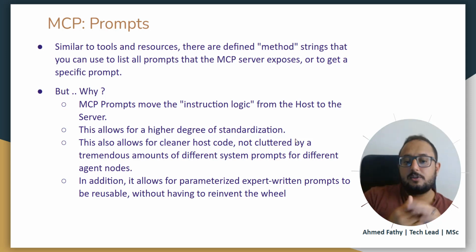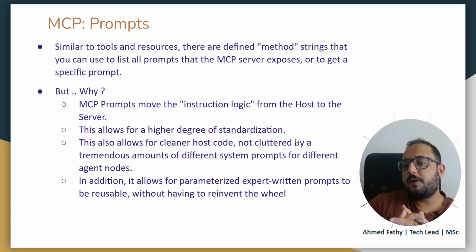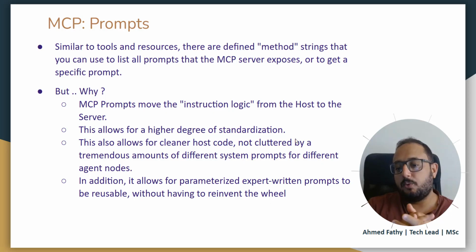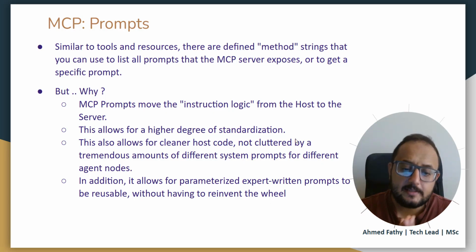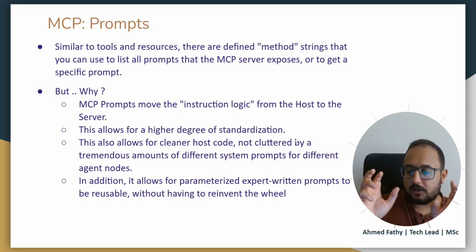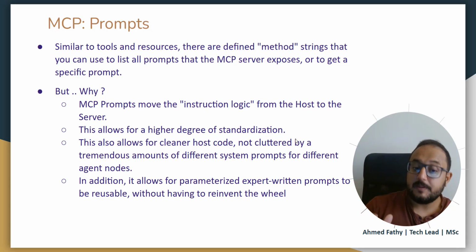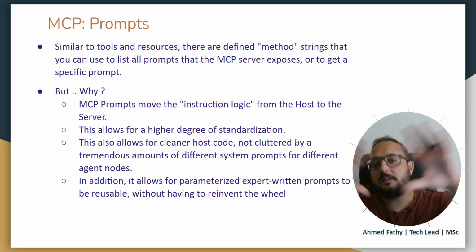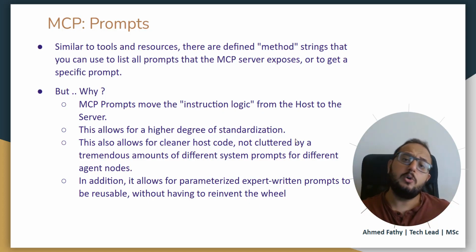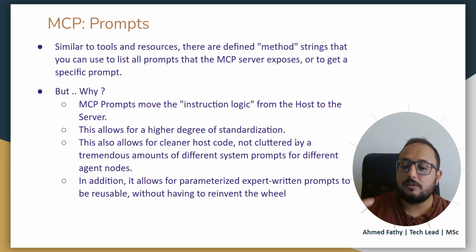So let's read up first. Similar to tools and resources, there are defined method strings that you can use to list all prompts that the MCP server exposes, or to get a specific prompt in the JSON RPC. But why would we want that? MCP prompts move the instruction logic from the host to the server. This allows for a higher degree of standardization. You could have multiple AI applications that all make use of the same prompt, so why not? This also allows for cleaner host code, not cluttered by a tremendous amount of different system prompts for different agent nodes.